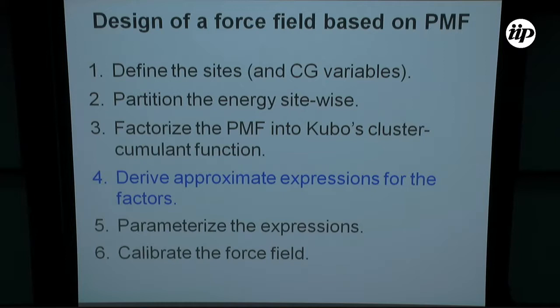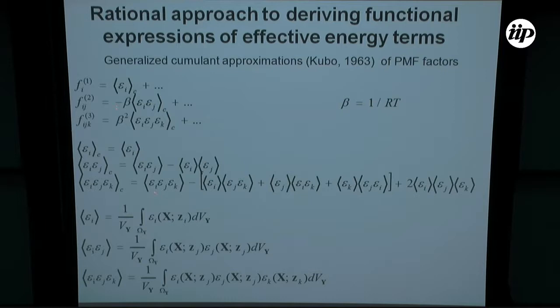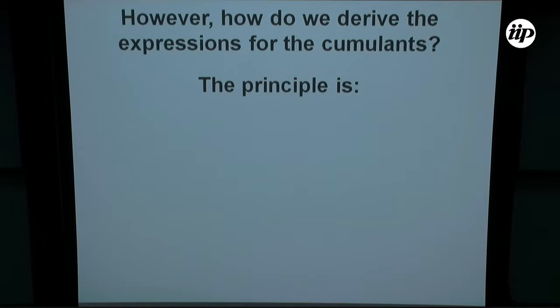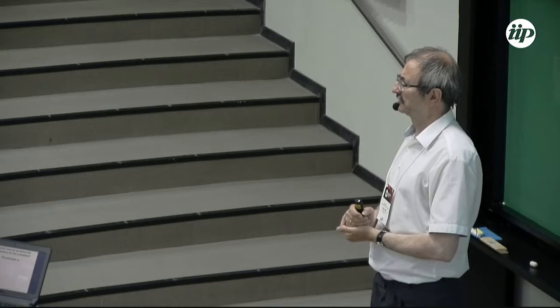So first of all, we can use the cumulant expansion of the cluster cumulant functions. Examples are here. This is essentially the mean, this is the variance, and this is the kurtosis from statistics. Nothing mysterious. And how do we derive this expression? Because of course, we can say, okay, these are the cumulants, but how do we get them? What variables to keep when we average the all-atom energies?